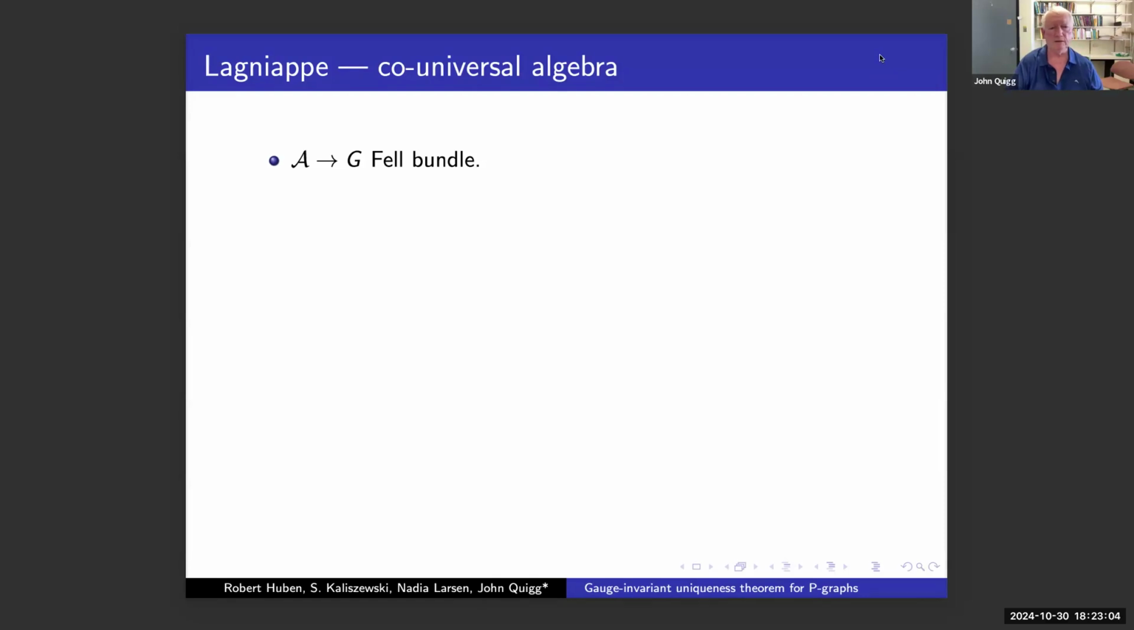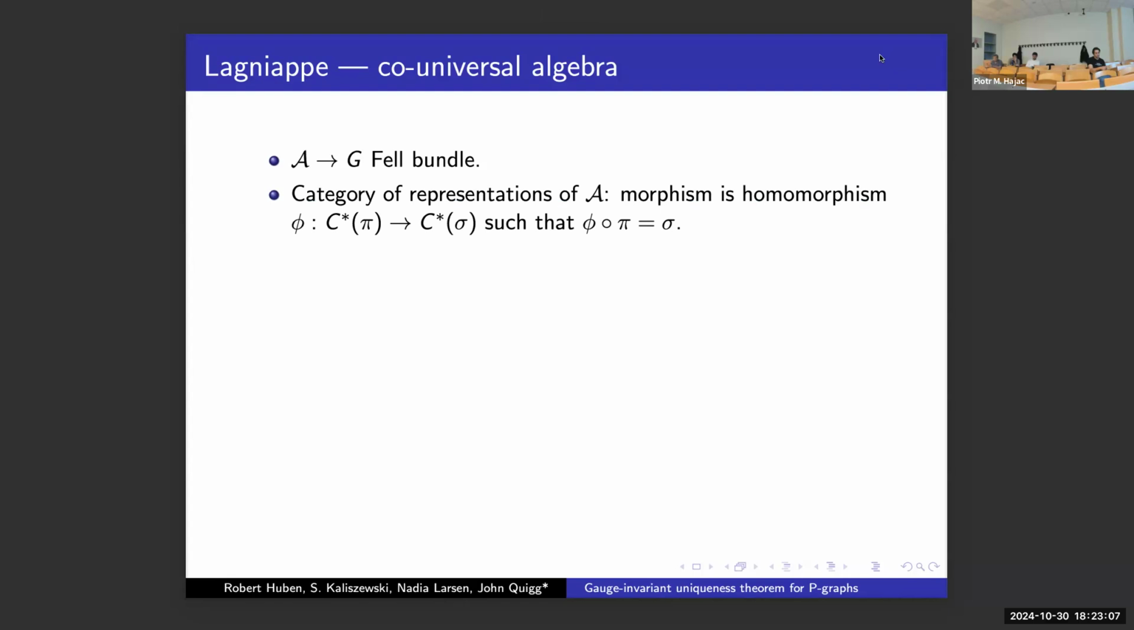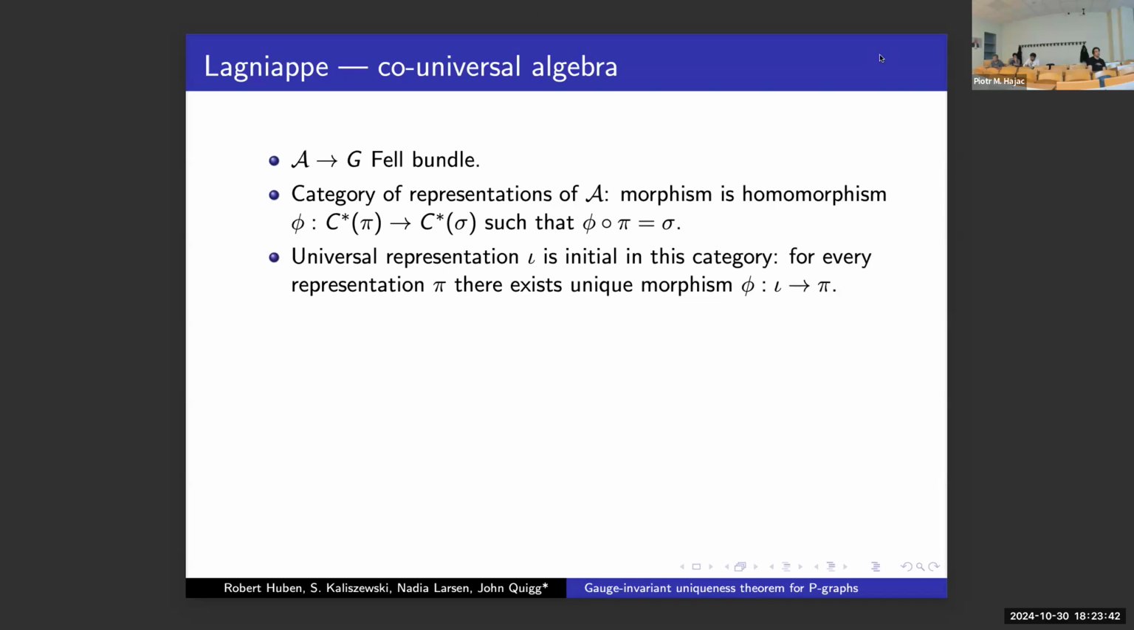So we have a Fell bundle A over a group G. There is a category of representations of this Fell bundle where a morphism is a homomorphism between the C-star algebras generated by the representations pi and sigma, such that sigma factors through pi in the usual way. So it's a morphism from one representation to another. We can talk about a universal representation iota, so it's initial in this category. Every representation pi factors through it.